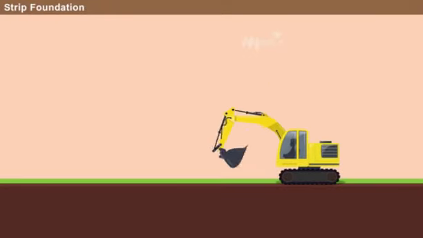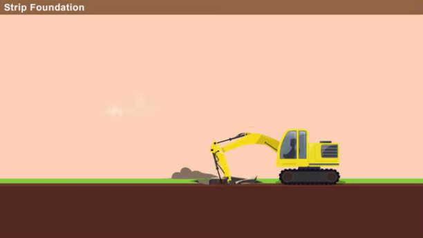Strip foundation. Let's now see how a strip foundation is constructed to support a wall. Dig a trench using back actor of required width and depth. Fix the framework based on the soil condition to avoid the soil from caving in. Place the reinforcements as per the given plan. After that, pour the concrete over the reinforcement and tamp it well.